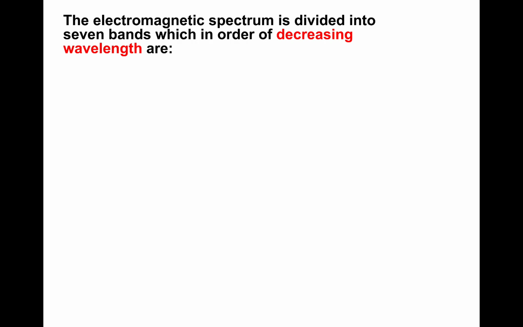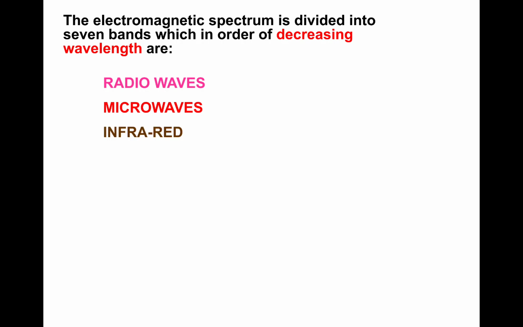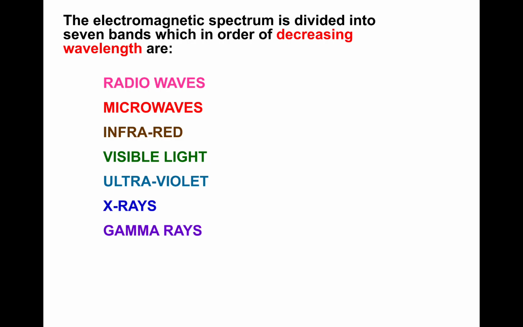So the electromagnetic spectrum is divided into 7 bands, which in order of decreasing wavelength are, you've got radio waves first, and then decreasing wavelength, the wavelength obviously gets smaller. So it's microwaves, infrared, visible light, ultraviolet, X-rays, and gamma rays.